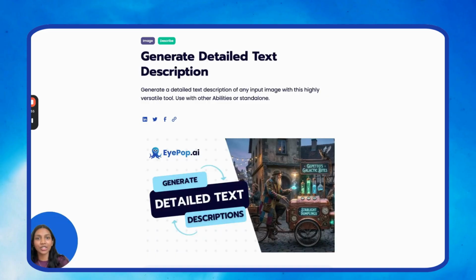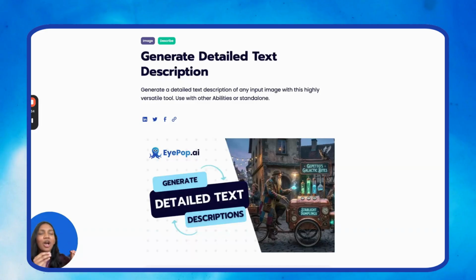Today I'm so excited to talk about one of our new features, which is EyePop abilities. So, firstly, what exactly is an ability? An ability is an easy way to solve a computer vision problem by using a prompt and a set configuration. Today we'll be talking about how we can use these abilities with some industry use cases. So, let's get straight into it.